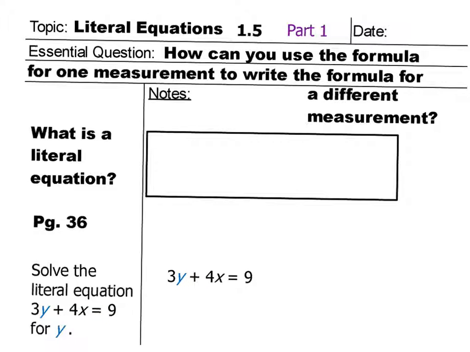So today we are looking at 1.5, which is literal equations. Literal equations are equations that have more than two variables, or two or more variables, I should say. So what is a literal equation? An equation with two or more variables.